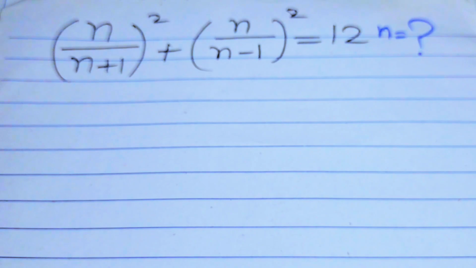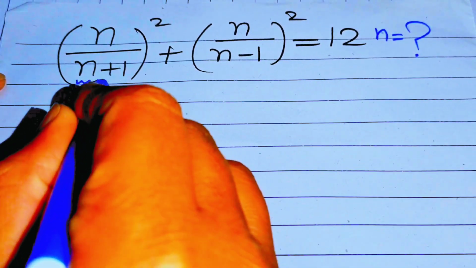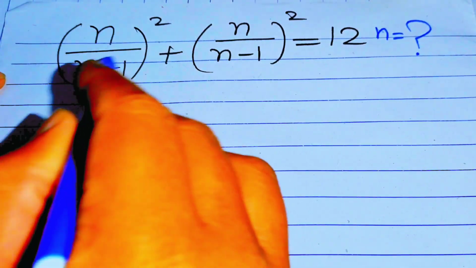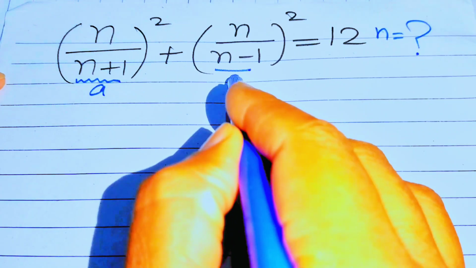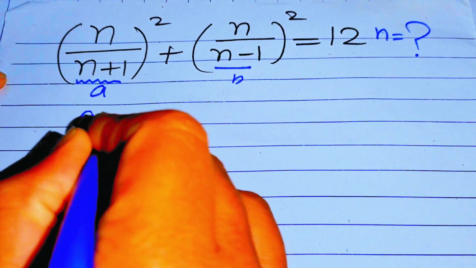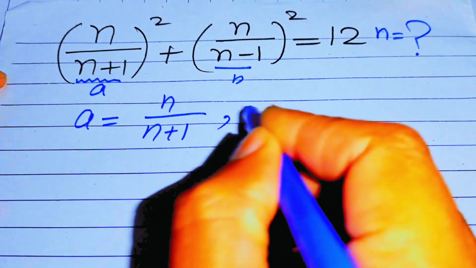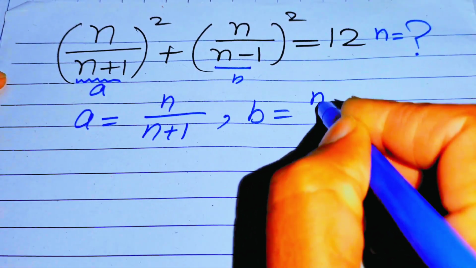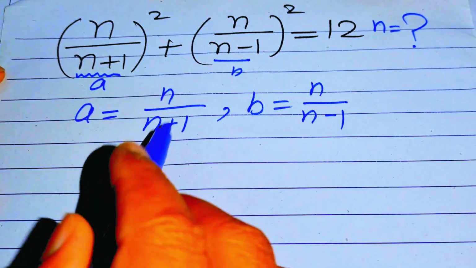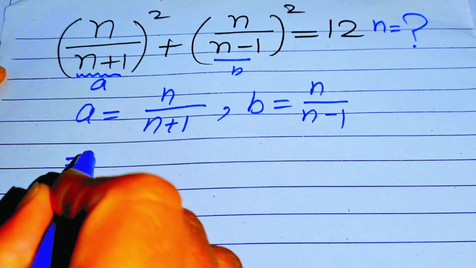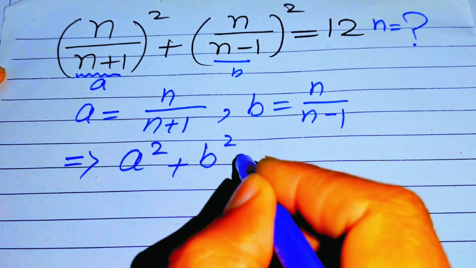So the very first thing we are going to do is, we take the value of this base as a, and we denote this base by b, so we take a equals n over n plus 1, and we take b equals n over n minus 1. And when we put these two values in the above equation, we get a square plus b square equals 12.